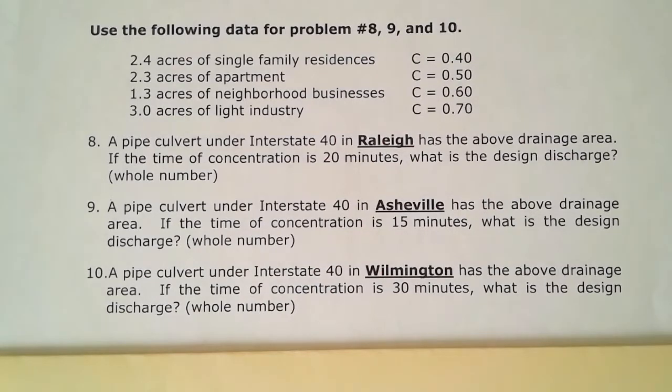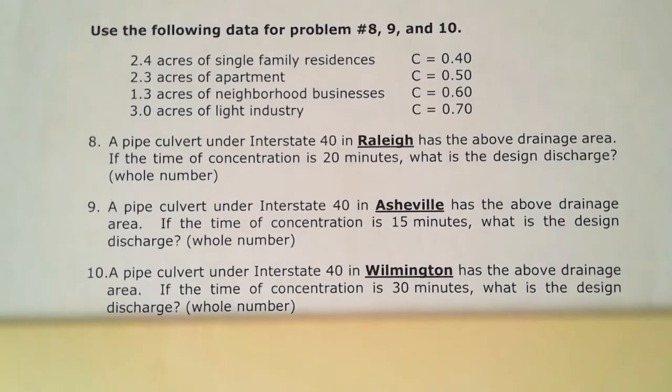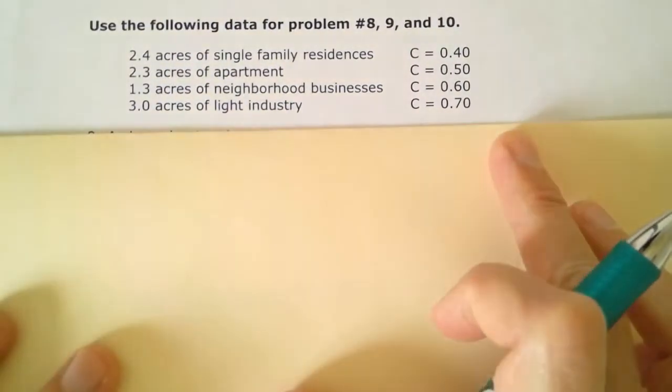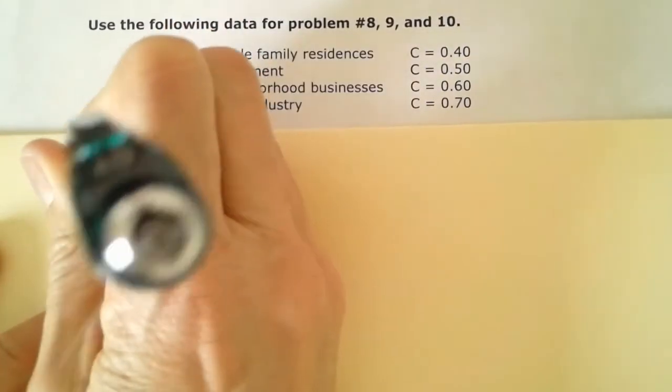They're all pipe culverts under an interstate, so we can figure out what year we're looking for design. And then we're looking at different cities and different times of concentration to find the design discharge. So first thing, let's go ahead and start from the top and find that runoff coefficient for that whole group. So we can set up our table here for that. We've got a bunch of different areas here.